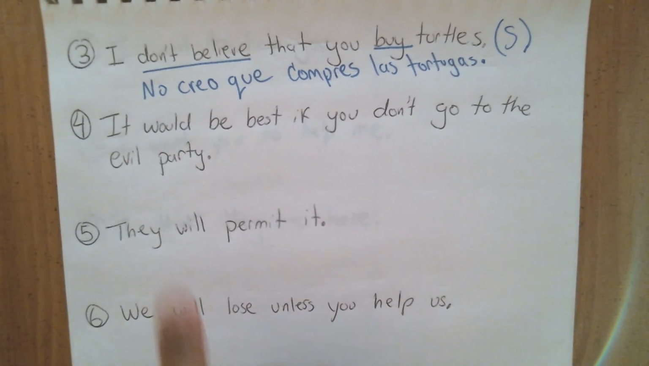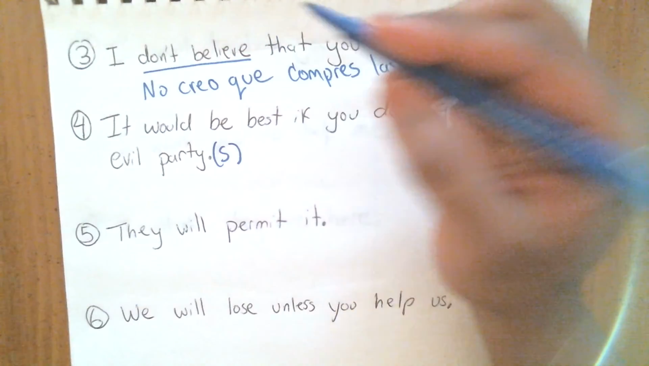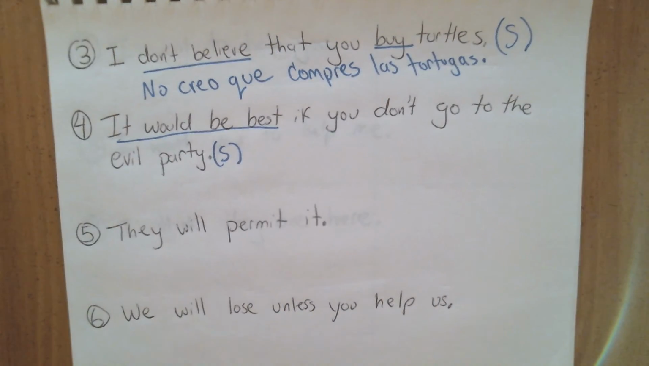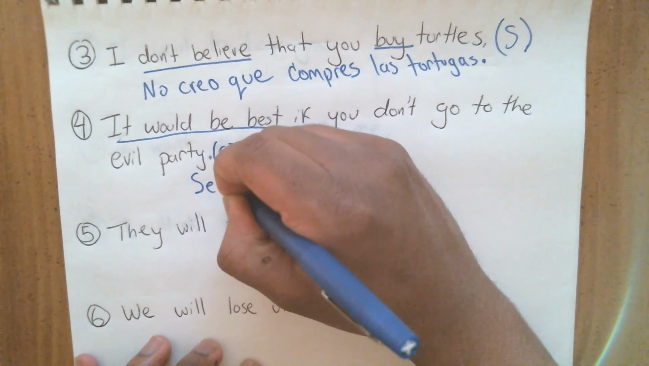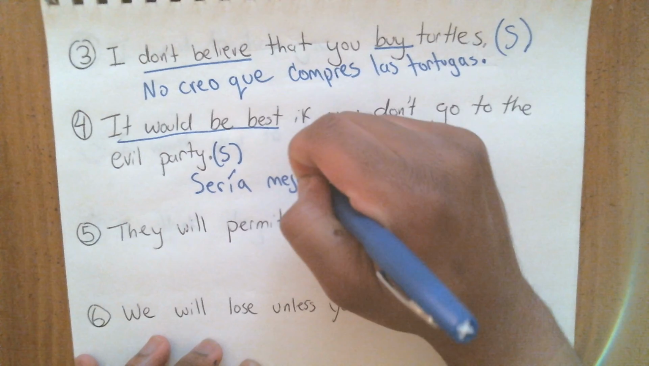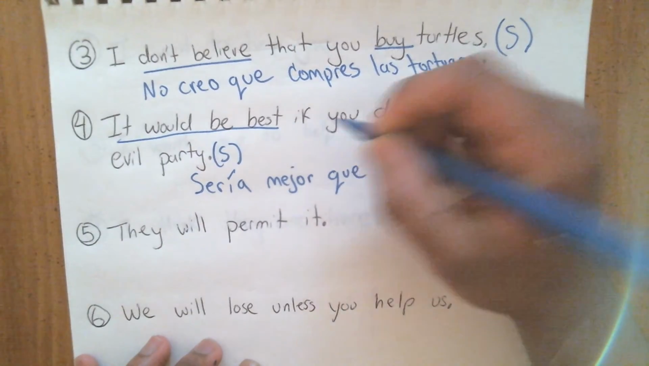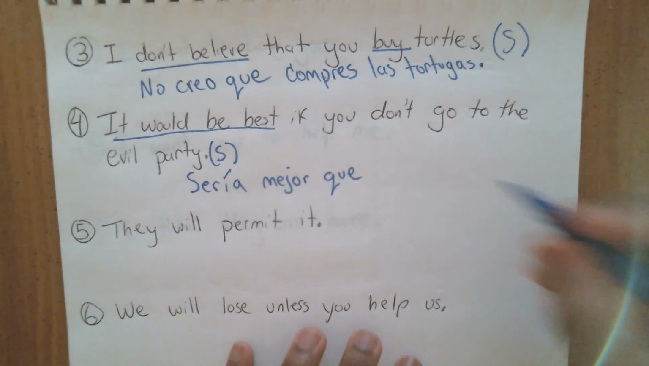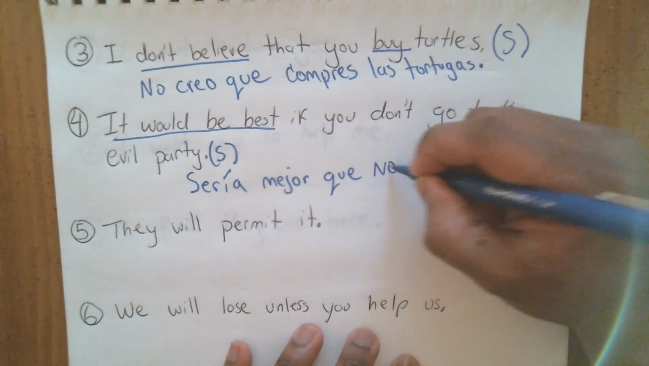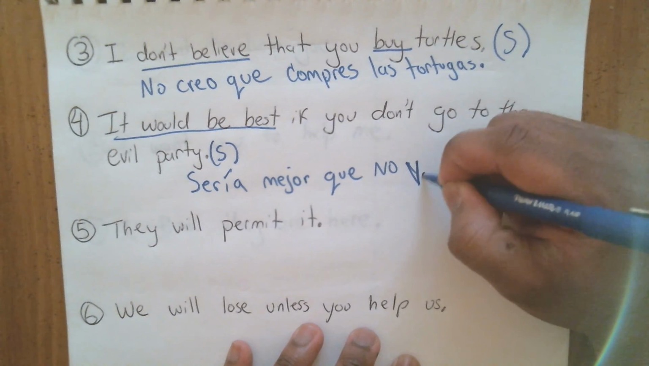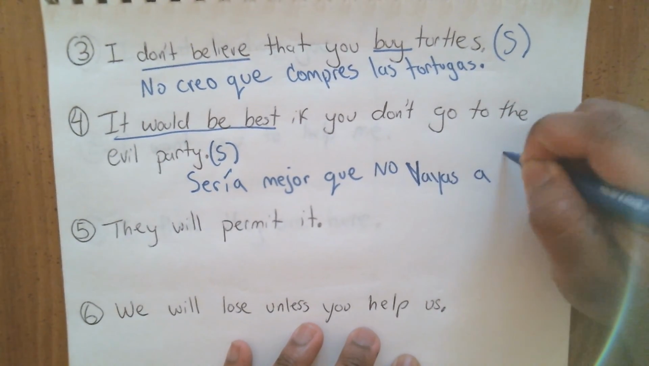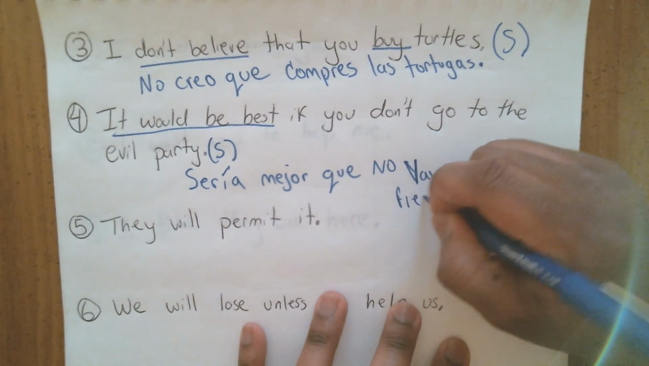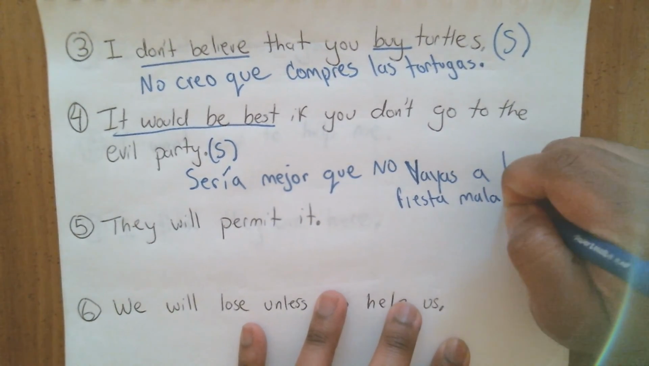You're lying. It would be best if you don't go to the evil party. Is this indicative or subjunctive? It is subjunctive. You better believe it. Why? Because when I say it would be best, what am I doing? I'm giving you advice. And so it would be best is just sería mejor que. It would be best if, or it would be best that you don't go to the evil party. Sería mejor que no, this is supposed to be a V, no vayas a la fiesta mala. Okay, or malvada, doesn't matter.